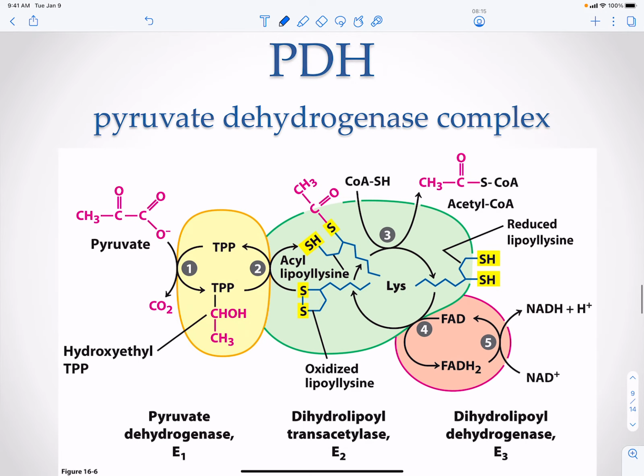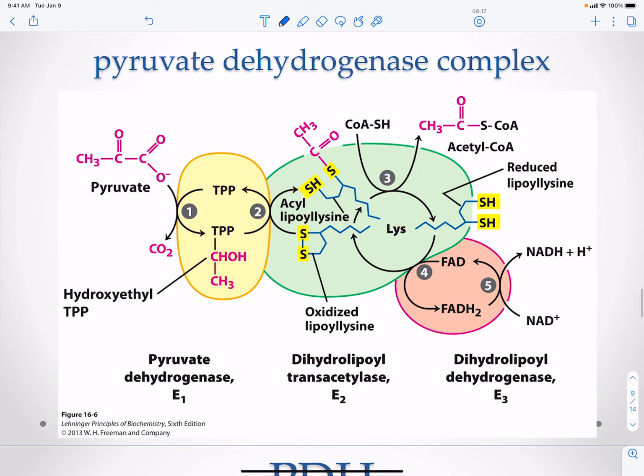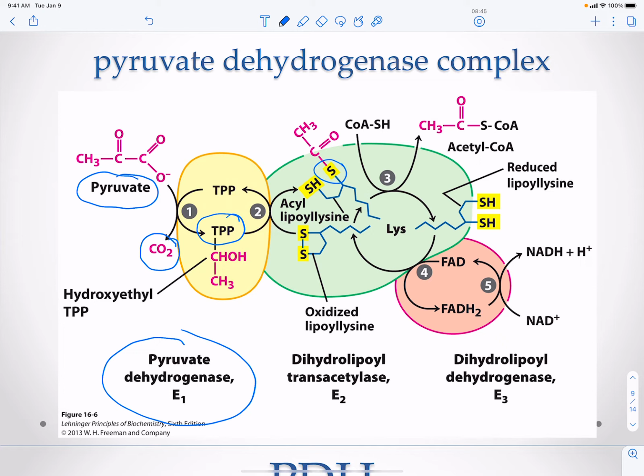So here's a diagram of the PDH, and you can see that we have here pyruvate dehydrogenase, E1. This is going to have the specificity for pyruvate. Pyruvate is going to lose 1 carbon in the form of carbon dioxide and is going to transfer the other 2 carbons to thiamine pyrophosphate. Now thiamine pyrophosphate is going to transfer the 2 carbons to a sulfur group of our lipoyllysine. And here you have our sulfur group attached to the 2 carbons.